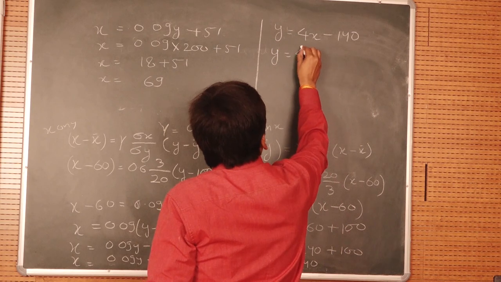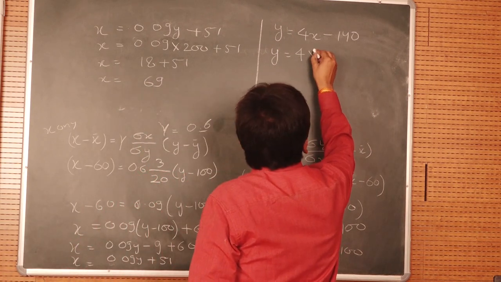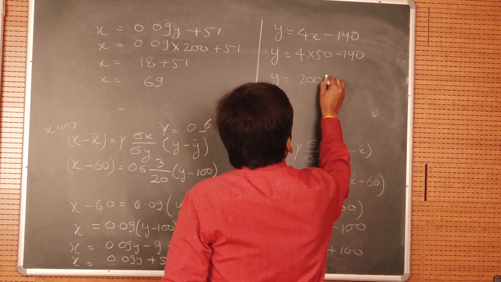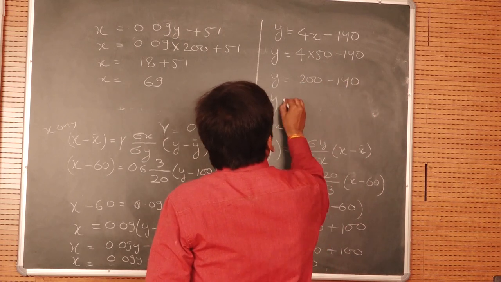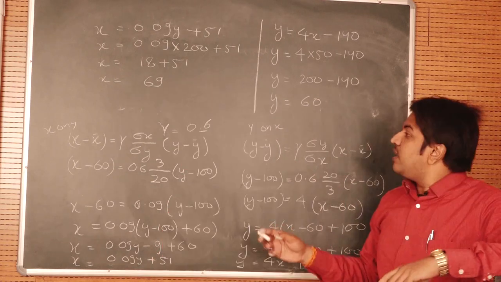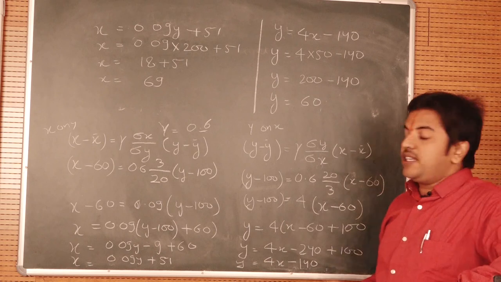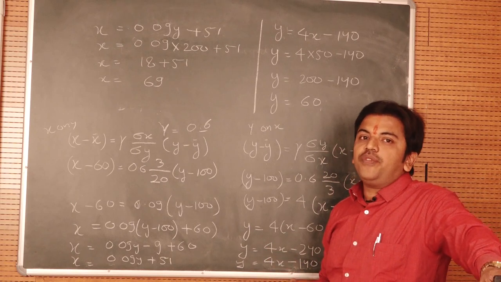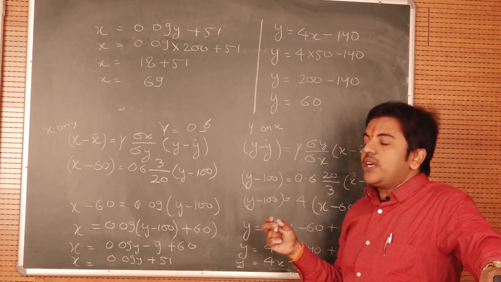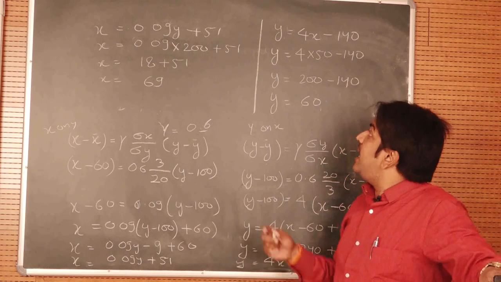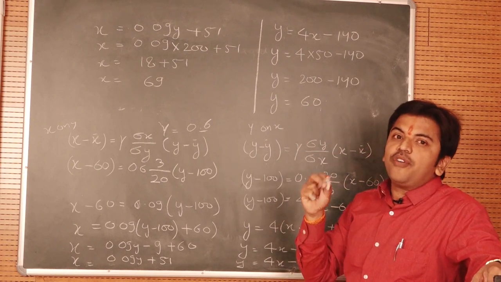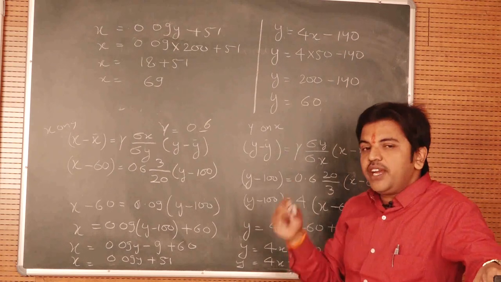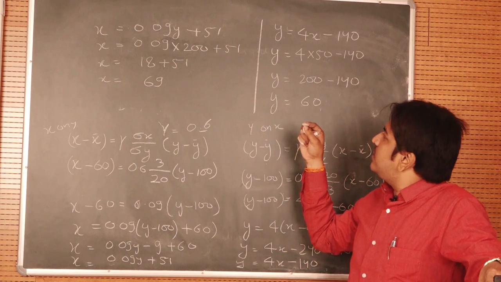Y is equal to 4 into, the height is given as 50 inches, minus 140, y is equal to 200 minus 140, that is y is equal to 60. This is the process of how we are going to solve the regression analysis. So here the question says that you have been given the height and weight of 100 boys who are studying in a college, and you have to find the height of a student whose weight is 200 pounds and the weight of a student whose height is 50 inches.